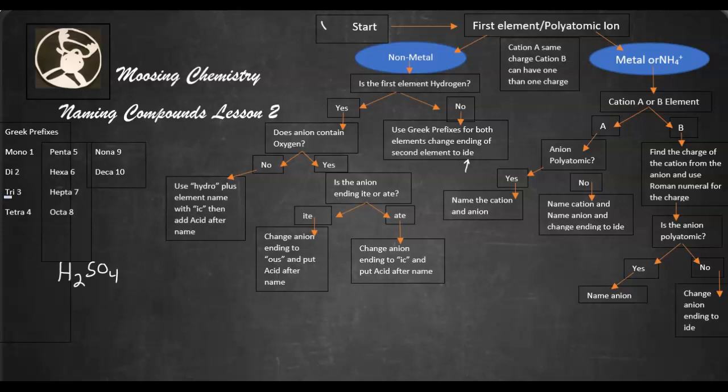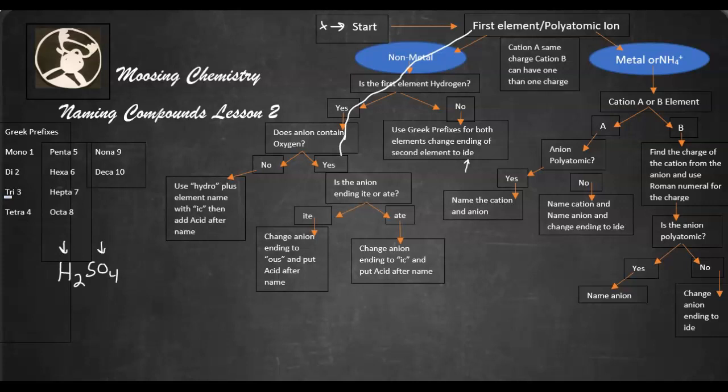So we start up here again and follow our start. We follow the arrow. First element or polyatomic ion here? Well, this is the first element. Is it a non-metal or a metal? It's definitely a non-metal, so we go this direction. Is the first element hydrogen? Sure it is, so we go to yes. Does the anion contain oxygen? Well, there's your anion, SO4 is your anion. So yes, it does contain oxygen. That's great, so we go here.